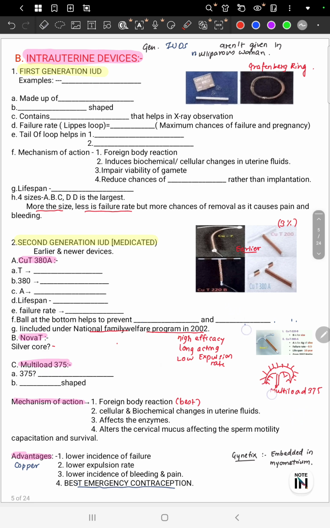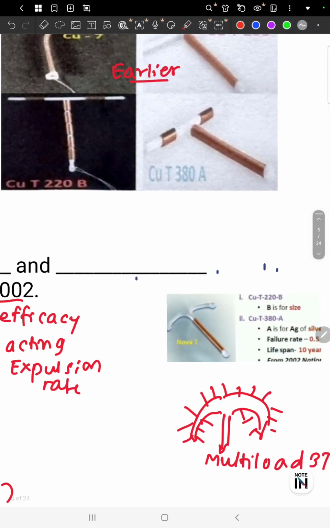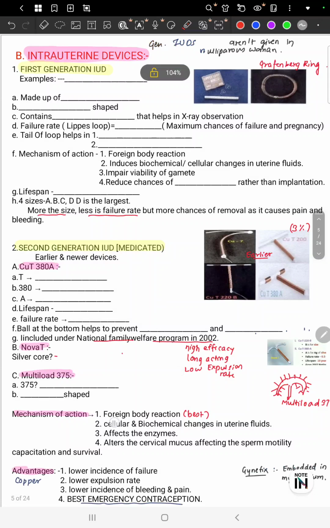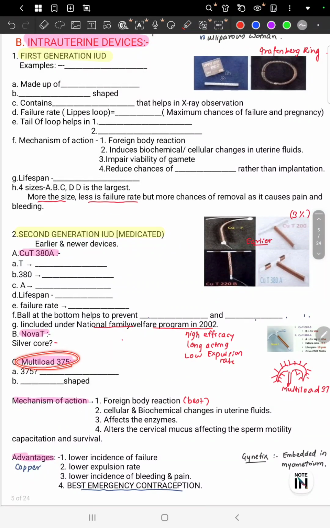Then this is something, NOVA T. The important thing about NOVA T is that we can see there is a silver core. And what is the lifespan of NOVA T? It is 5 years. Then multi-load 375, again the 375 stands for the surface area of copper. It is inverted U-shaped, here we can see. And what is the lifespan of multi-load 375? It is again 5 years.